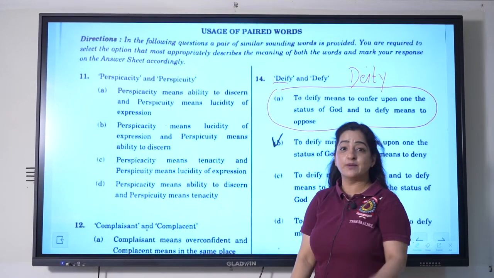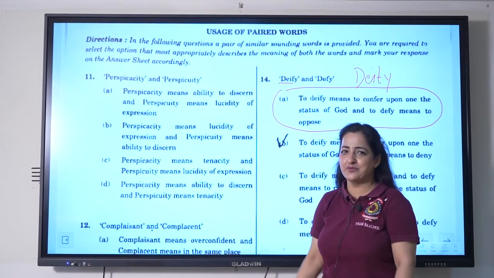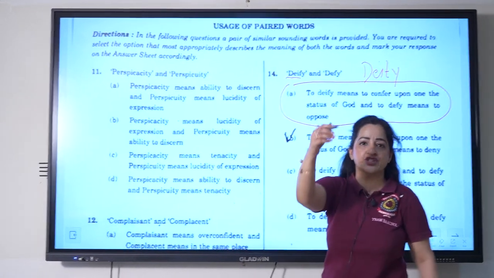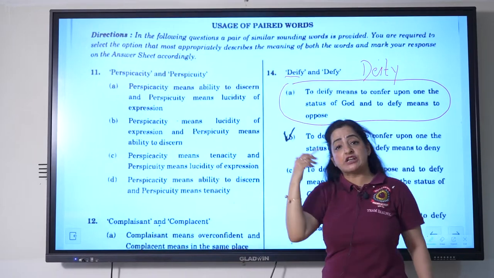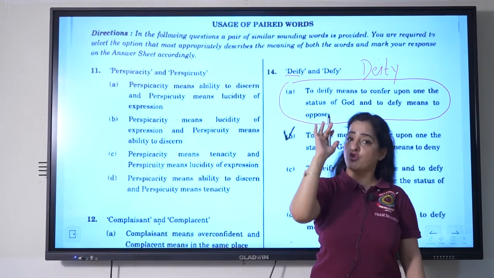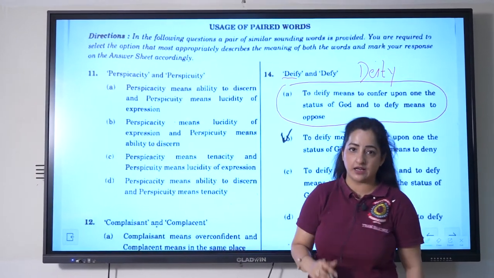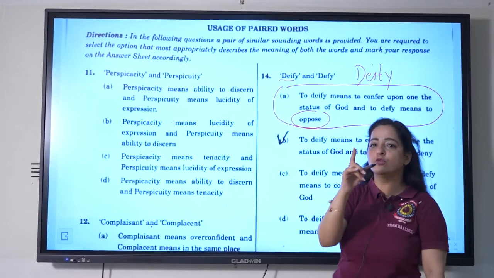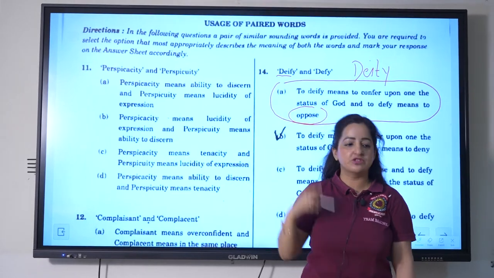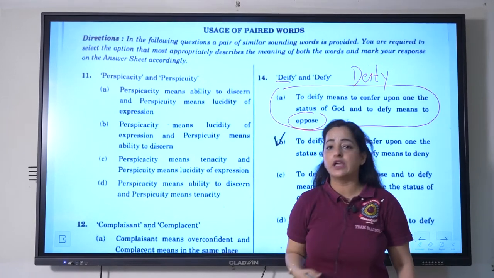Yeah, so India mein kitne deities hain, I don't know, how many crores people say, in Hindu mythology. Okay, so deity is God. So agar aap kisi ko deify karte ho, aap usko worship karte ho, bhagwan ki tarah, right? And then this defy is oppose. It means you want to disobey. You just say that, okay, I'll not obey your orders.